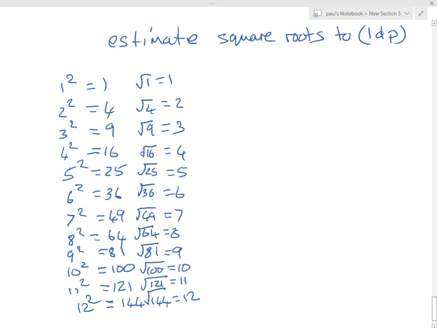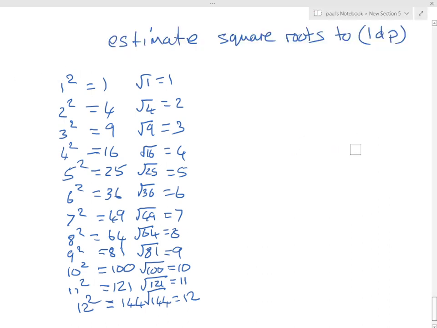And what it is, the square of a number is the number times itself. So for example, 4 squared is 4 times 4, which equals 16. So the square root of 16 is a number times itself that equals 16, which is 4, because 4 times 4 is 16. Now, we will have to estimate square roots.